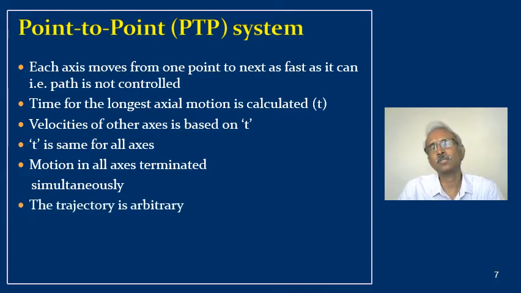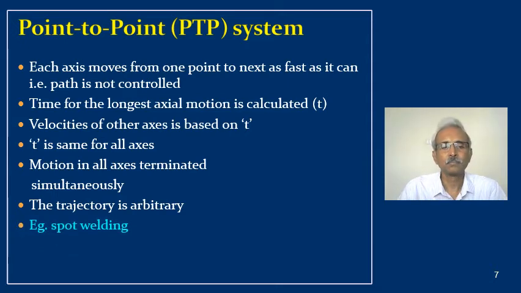The trajectory is arbitrary. That's what I told you in the beginning. The objective is to move from one point to another point. Which path or trajectory is not important. So what could be an example for this? What is the application for a robot where it moves from one point to another point without concern about the path? Spot welding.